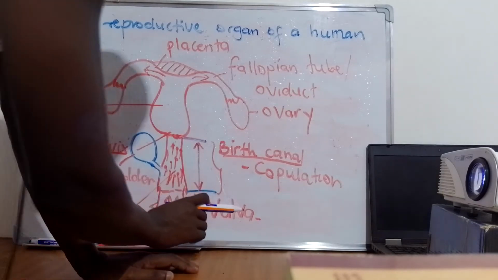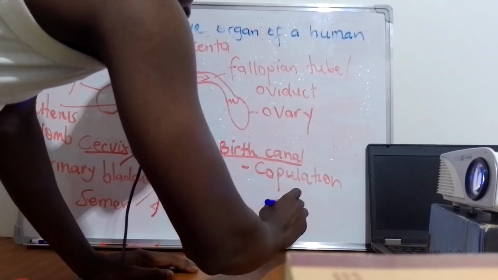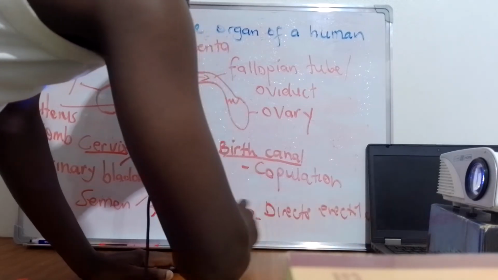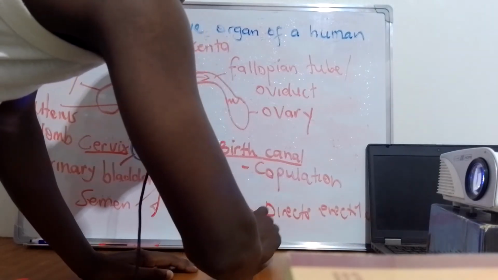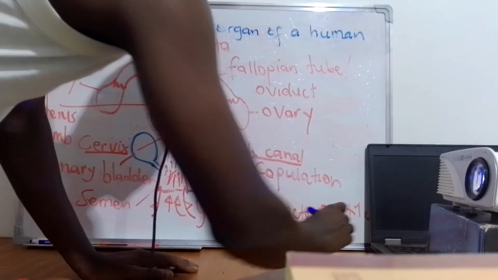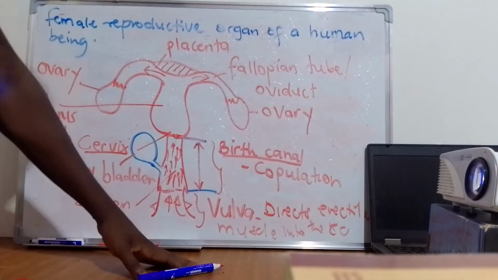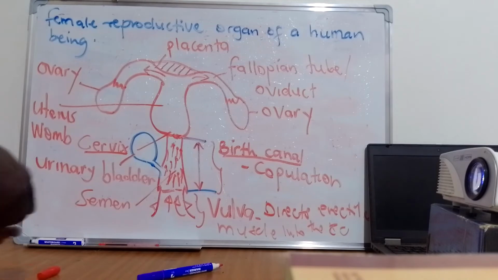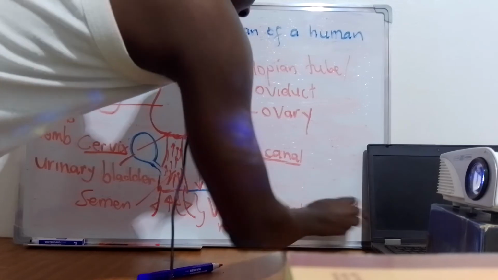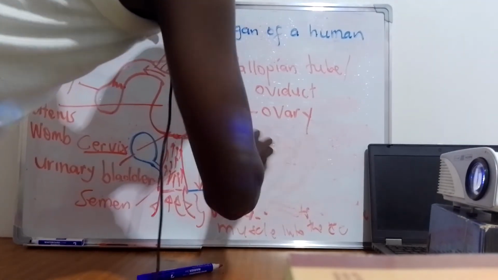I have talked about the function of the vulva, that it directs the erectile muscle into the birth canal. The birth canal is the place where the semen is deposited.